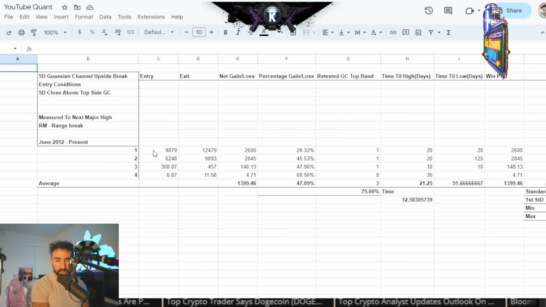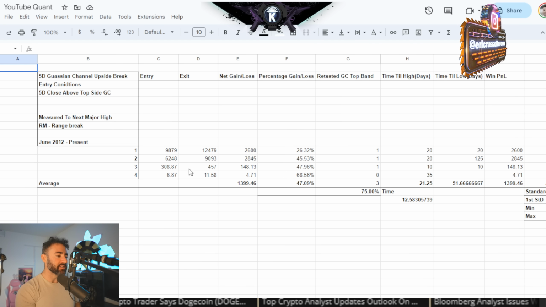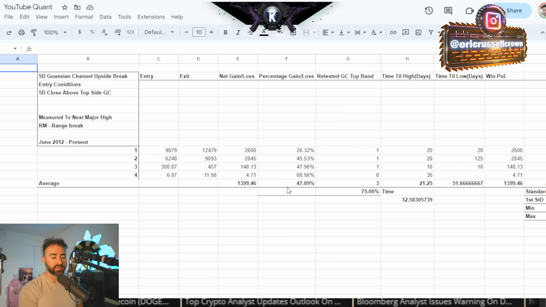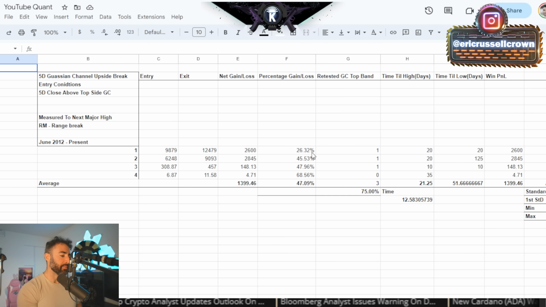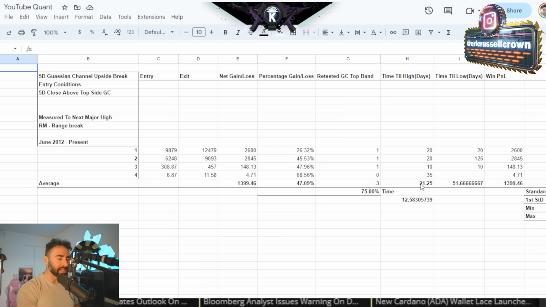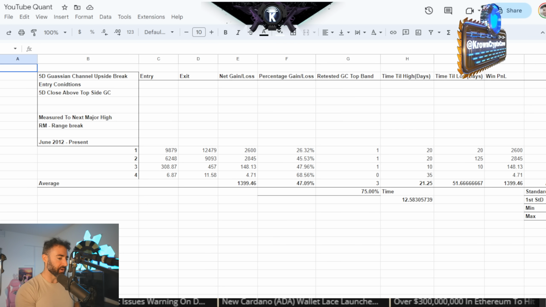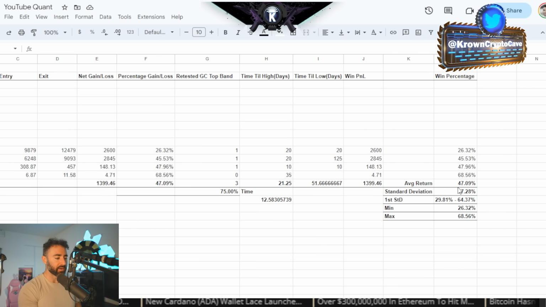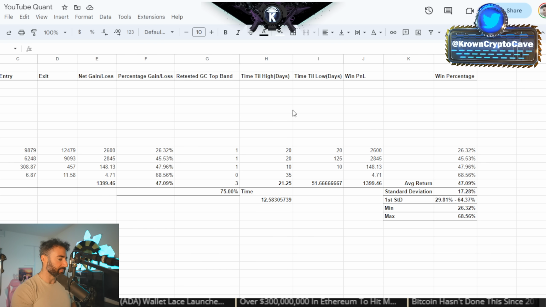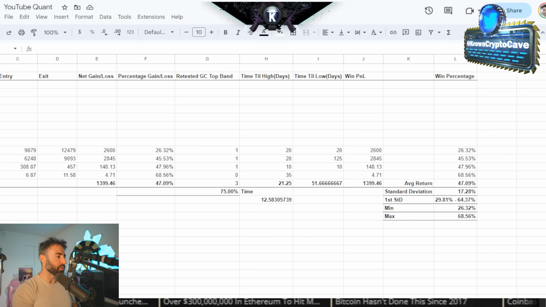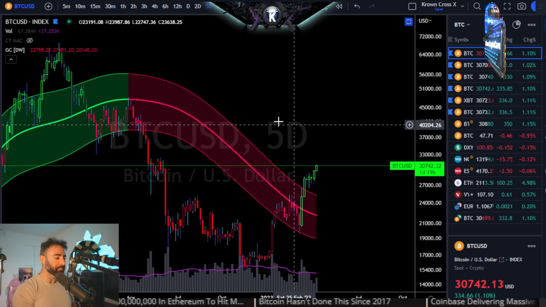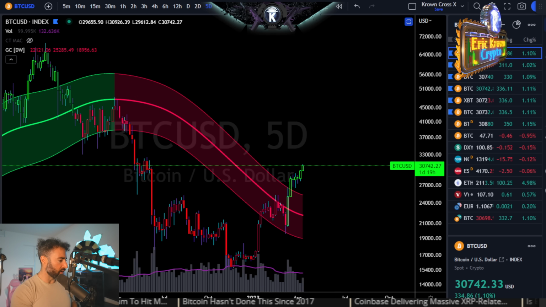There's been 4 prior times that we've seen this happen, and Bitcoin has gone on for an average run of about 47% over the course of about 21 days with a standard deviation of 12. So kind of a lot of variance right there with an average return of about 47%. Actually, we already went over that with a standard deviation of about 17.25. So going back into it right here, that already happened on the 5 day on spot.